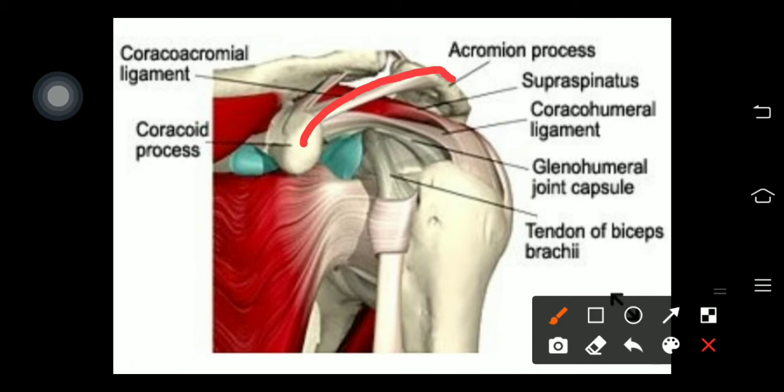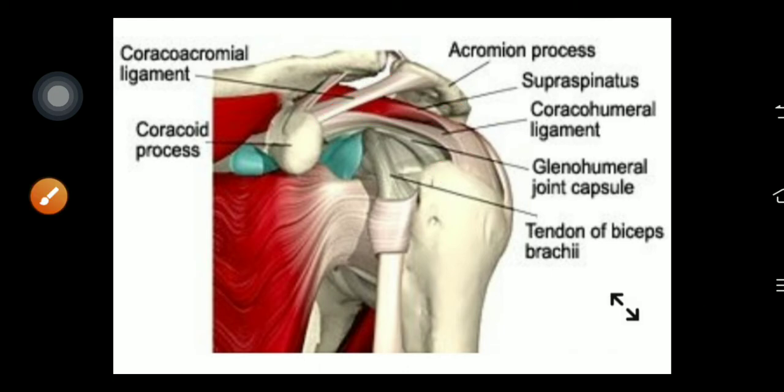Below this arch the supraspinatus muscle is present, which comes and joins with the joint capsule. So this is the joint capsule. The tendon of the supraspinatus comes and joins the joint capsule below this arch, and there is a bursa below this arch. That bursa means a space, right? So that space or that bursa is called the subacromial bursa.